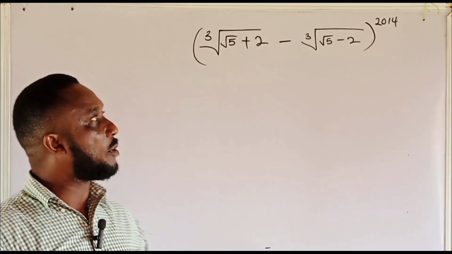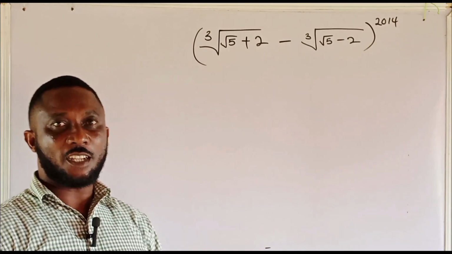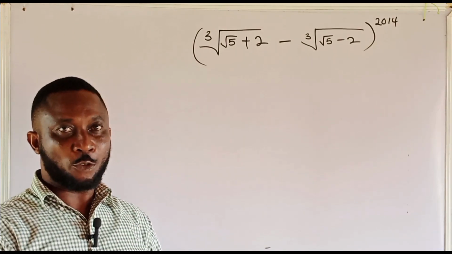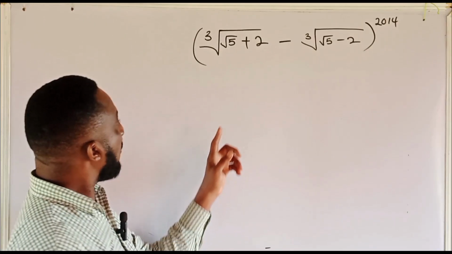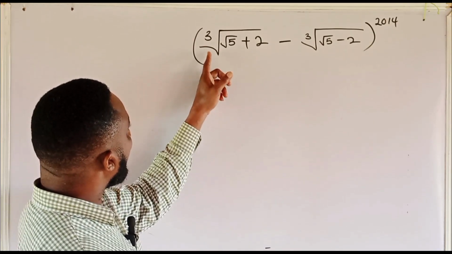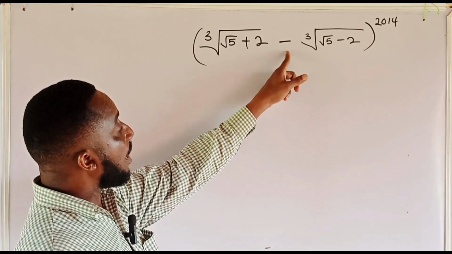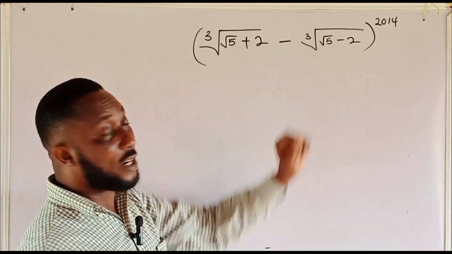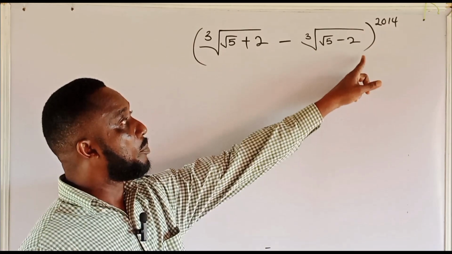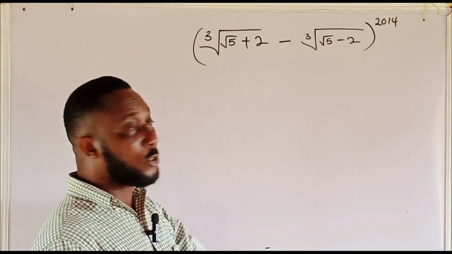In today's video, we shall be deradicalizing this radical expression. So let's go through the solution together. I have parentheses open, the cube root of root 5 plus 2 minus the cube root of root 5 minus 2, parentheses closed, all to the 2014.